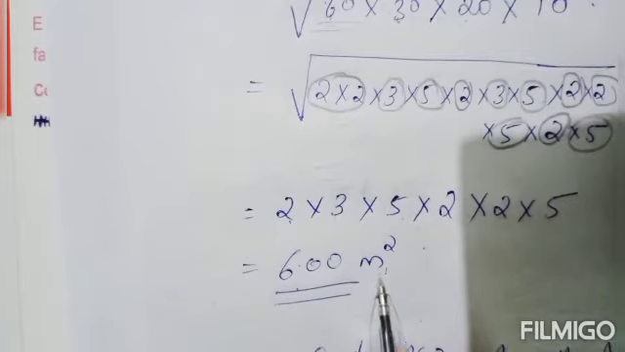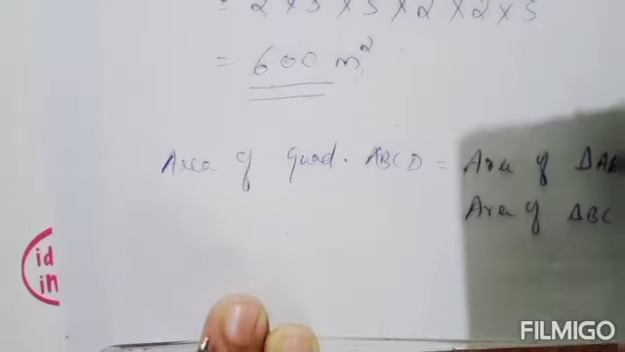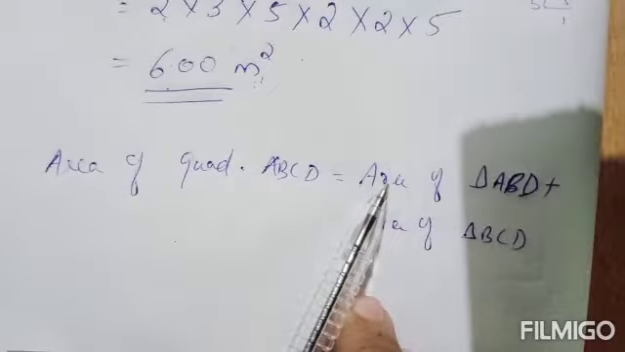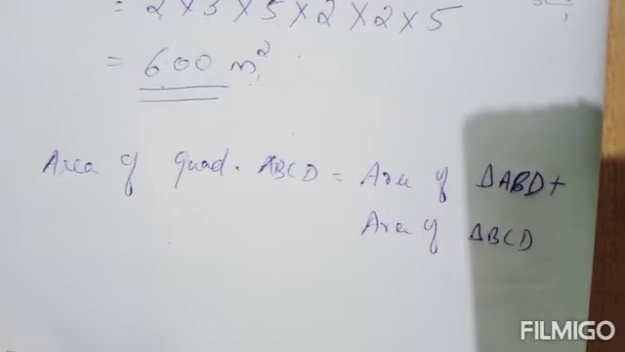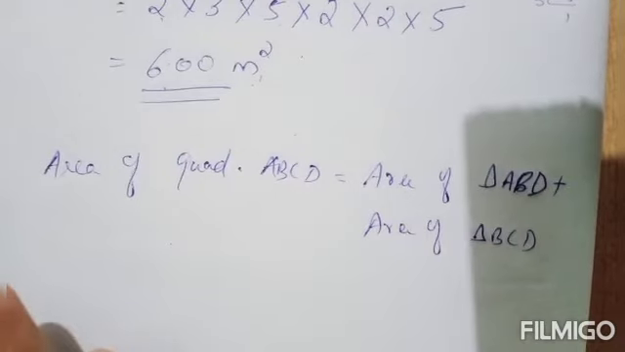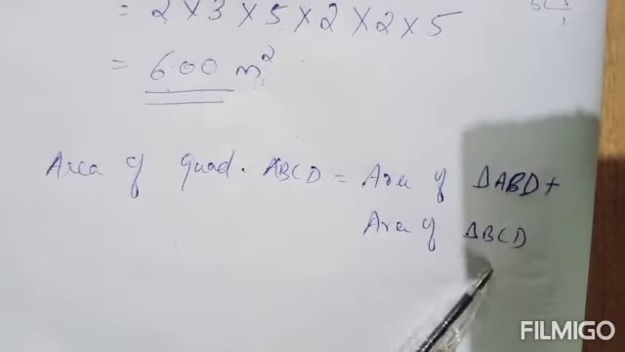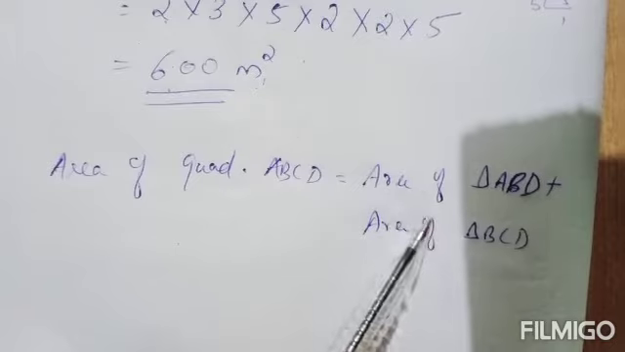But what we need to find here? That is the area of the field which is in the shape of quadrilateral ABCD. That is, area of quadrilateral ABCD we need to find. Okay, so area of quadrilateral ABCD is area of triangle ABD plus area of triangle BCD. Okay, we split the quadrilateral ABCD into two triangles ABD and BCD. So in order to find its area, you just add the areas of the two triangles.